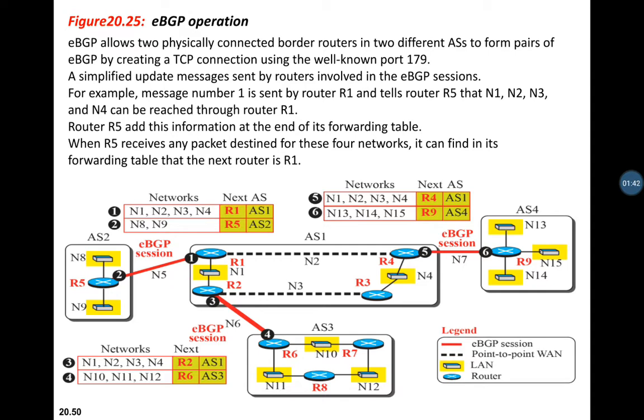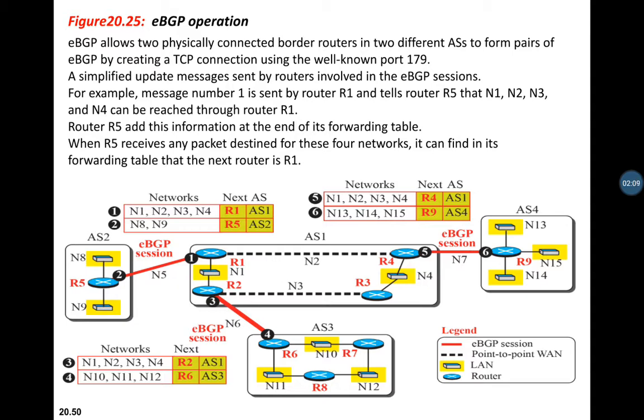eBGP is the external border gateway protocol. It allows two physically connected border routers in two different autonomous systems to form pairs of eBGP speakers by creating a TCP connection. So, simplified update messages are sent by routers involved in the eBGP sessions. Here there are message numbers written; there are 6 messages mentioned here.